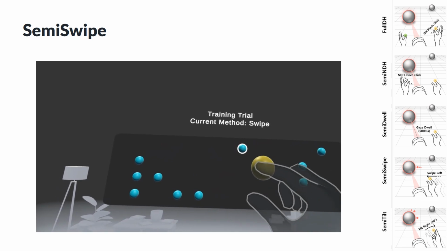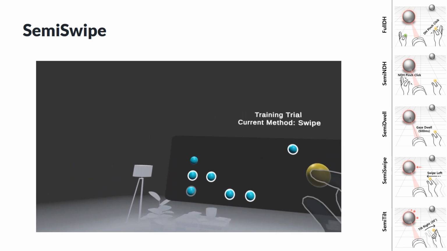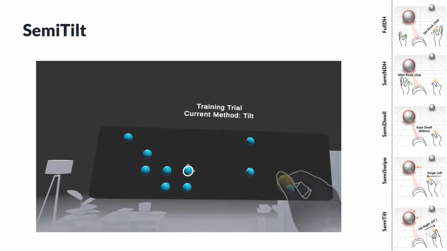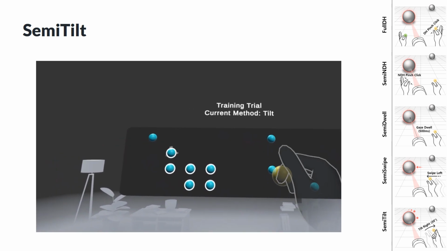For SemiSwipe, users swipe their semi-pinch state dominant hand to the left side until the cursor touches the target. For SemiTilt, users tilt their dominant hand right by 30 degrees to confirm multi-selection.